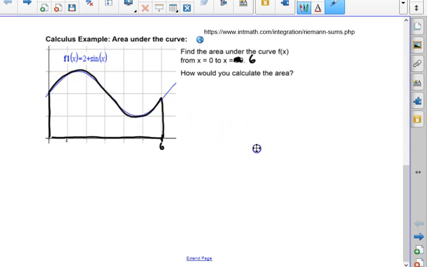It's not a circle, for example. So one method of finding the area is to estimate it by drawing rectangles. So I'm going to draw a rectangle, the top right corner of which is a point on the graph. Okay, so I'm going to draw a series of rectangles. Notice they're all the same width.